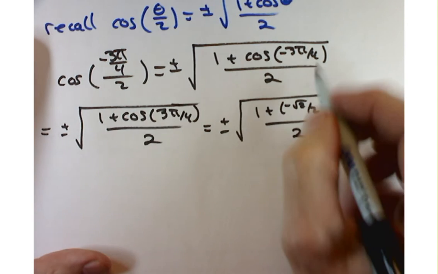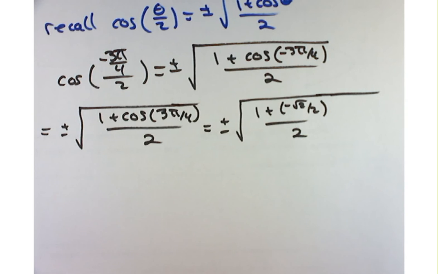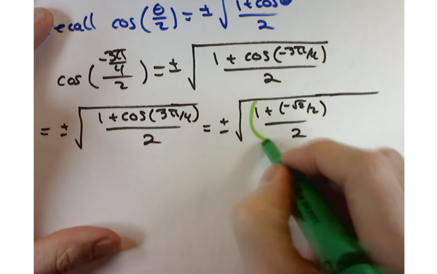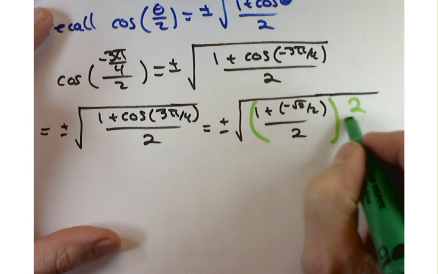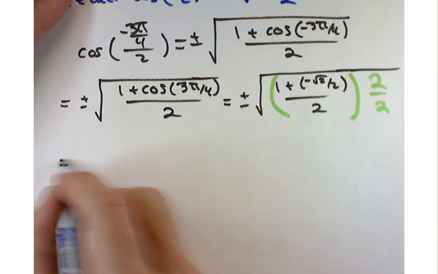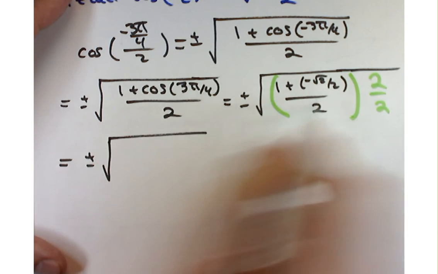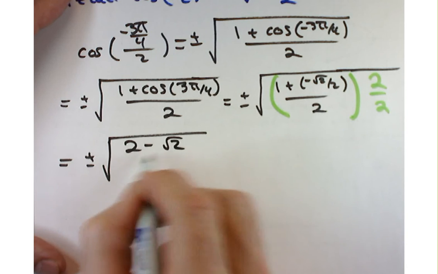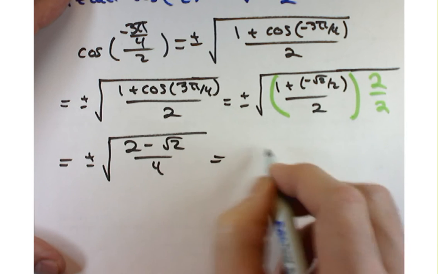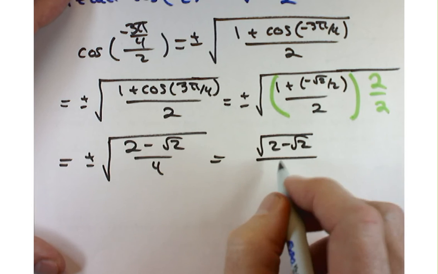And by now, I hope you're getting used to our little trick here in terms of simplifying this. So we're going to multiply the numerator and denominator by 2 over 2. When I distribute that, I end up with plus or minus the square root of (2 minus square root of 2) over 4, or square root of 2 minus square root of 2, over 2.